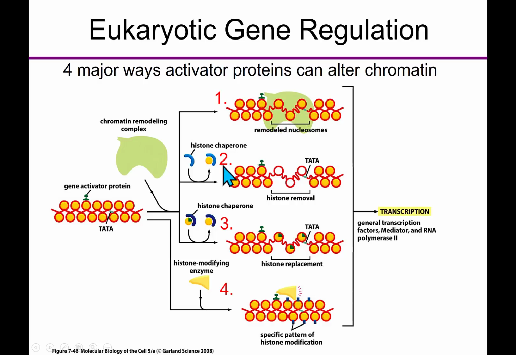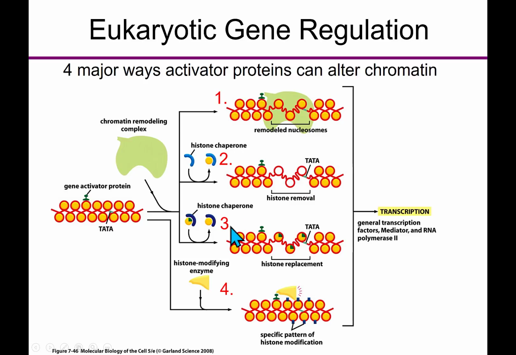In method number 2, you get the chromatin remodeling complex. In addition, you get a histone chaperone, and the histone chaperone can actually remove the histones, right? So you remove the nucleosome core particles, you remove the histones. Definitely now it's much more accessible. There's a lot of room here.